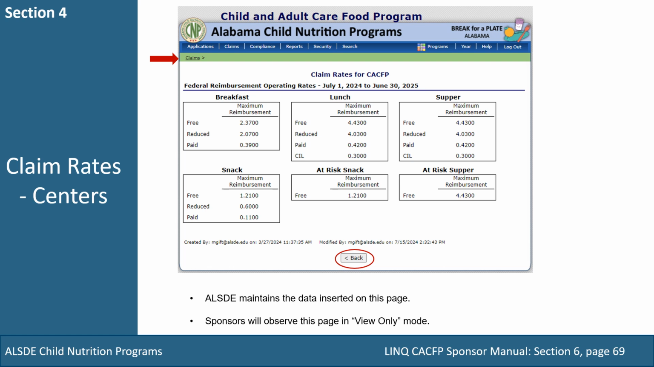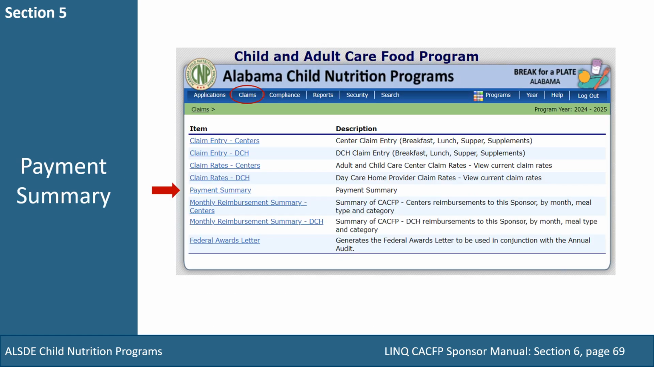These rates are effective July through June, and they are published annually by the USDA and updated in the online system by the ALSDE. Sponsors are not permitted to make changes to this page. Click Back or the Claims tab menu. Section 4 was really quick, huh? Simple and easy. Back on our claims homepage, let's go explore Section 5, which is Payment Summary.